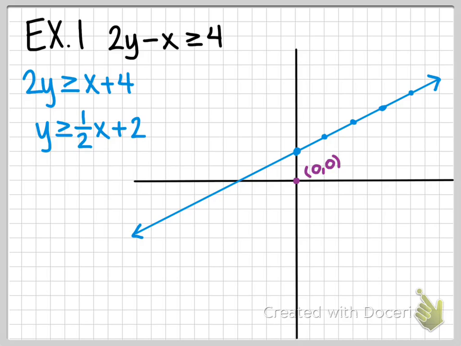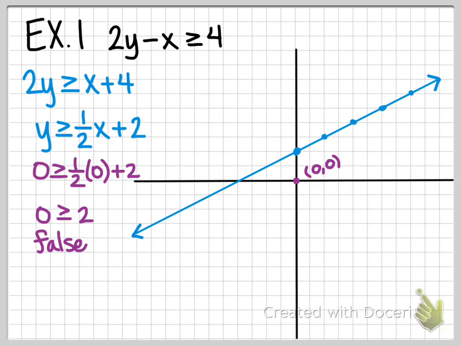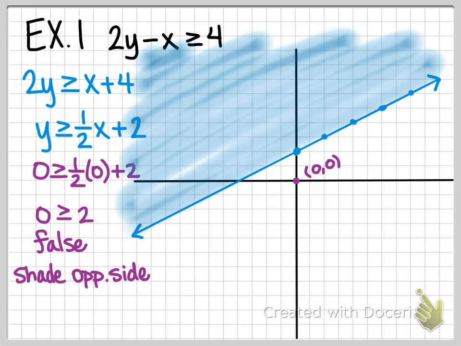I'm going to pick my test point (0, 0) and determine if I need to shade on the side with (0, 0) or on the opposite side of the graph. So I plug (0, 0) into my function: 0 is greater than or equal to 1/2 times 0 plus 2. I want to see, is 0 greater than or equal to 2? Is this a true statement or a false statement? If it's true, I'm going to shade on the side of the graph where (0, 0) is. If it's false, I'm going to shade on the opposite side. So 0 is not greater than or equal to 2. This is a false statement, so I need to shade on the opposite side. I'm going to shade above the line, where (0, 0) is not.